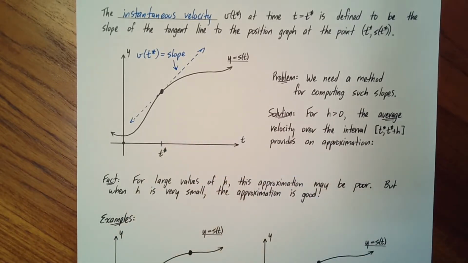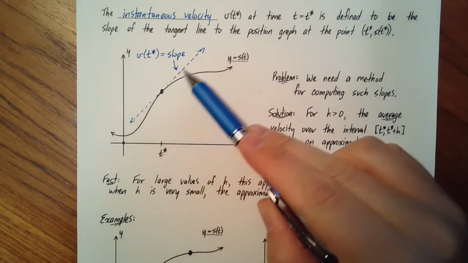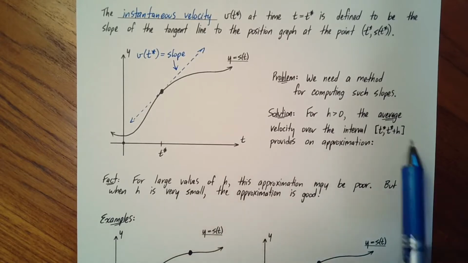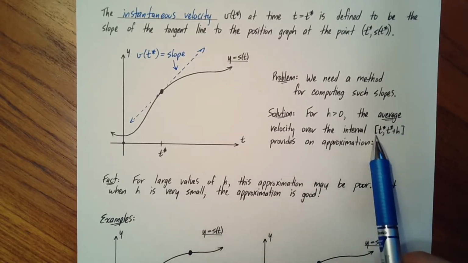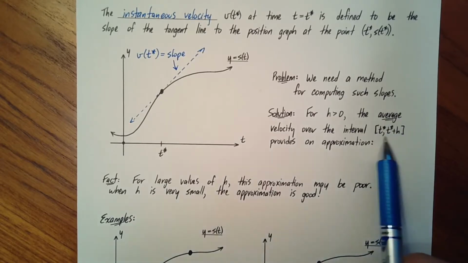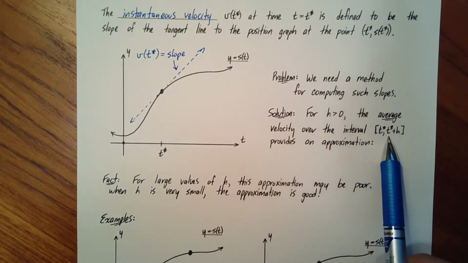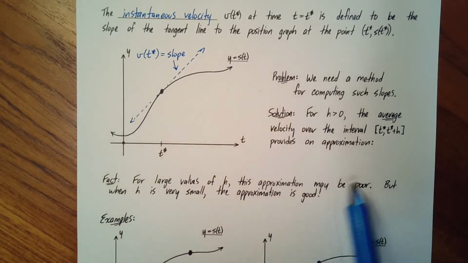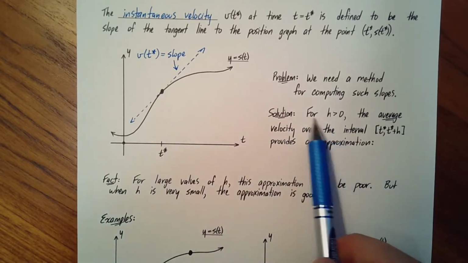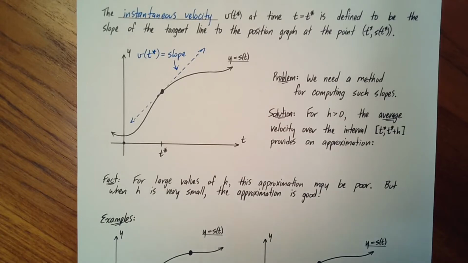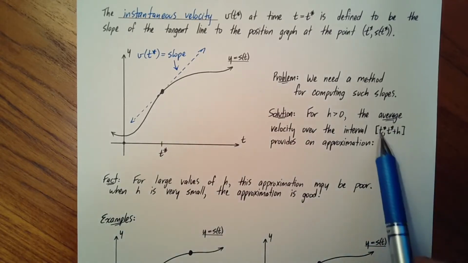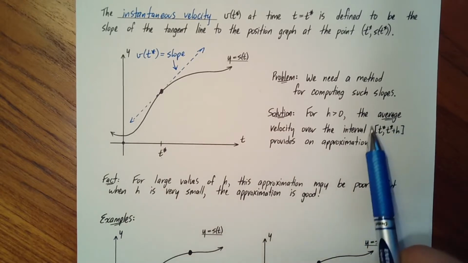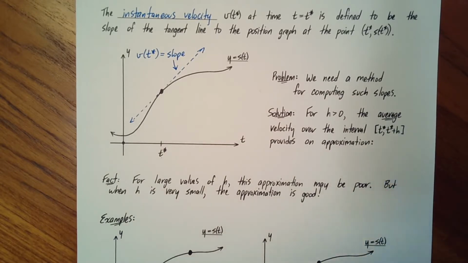So here's what we're going to do. We're going to approximate the slope of this line by taking the average velocity over an interval which contains t star. The width of this interval, which is what this h variable is for, can be whatever we want. You can take h to be absolutely any positive number you want. You can form the corresponding interval t star to t star plus h, and then compute the average velocity of this underlying object over that interval.